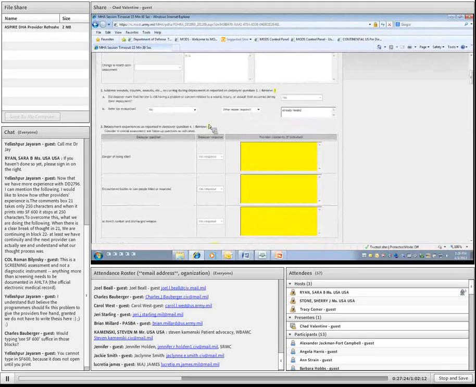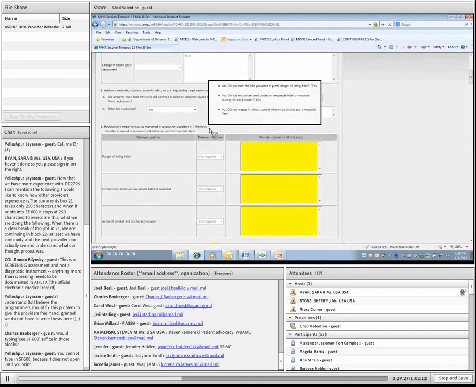Alright, so question 3 for the provider answers questions 4 for the deployer. It's asking 4A, 4B, and 4C. Did you ever feel like you were in great danger of being killed? The answer for that deployer was yes. As you can see, the provider comments box is highlighted in yellow.